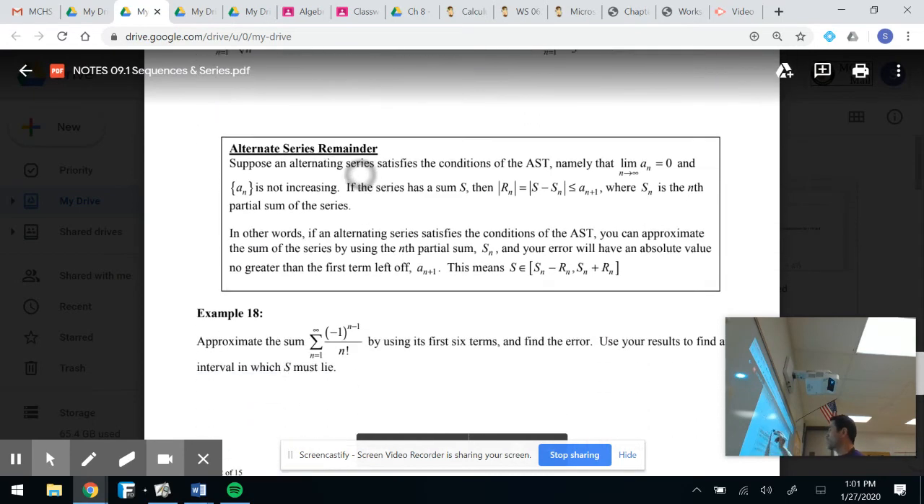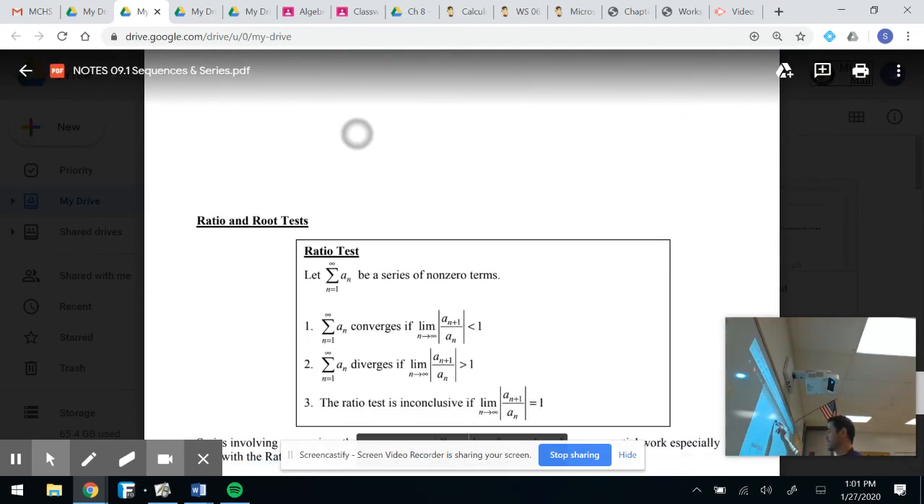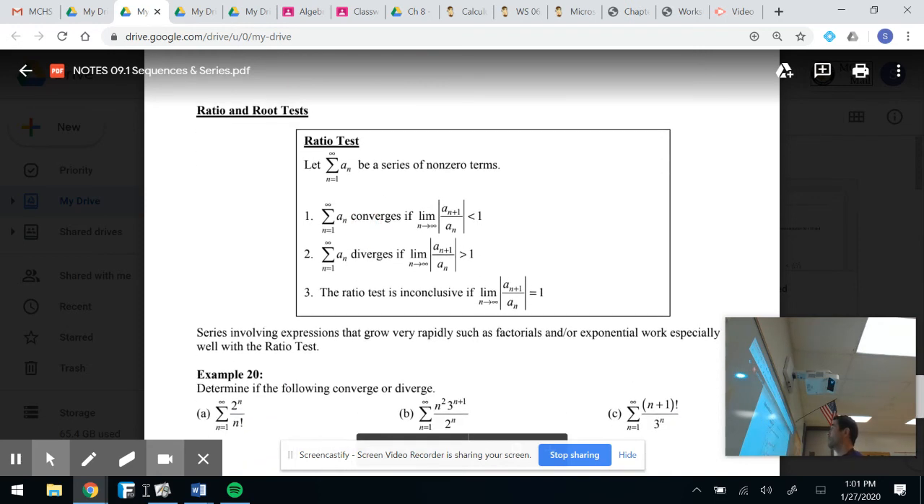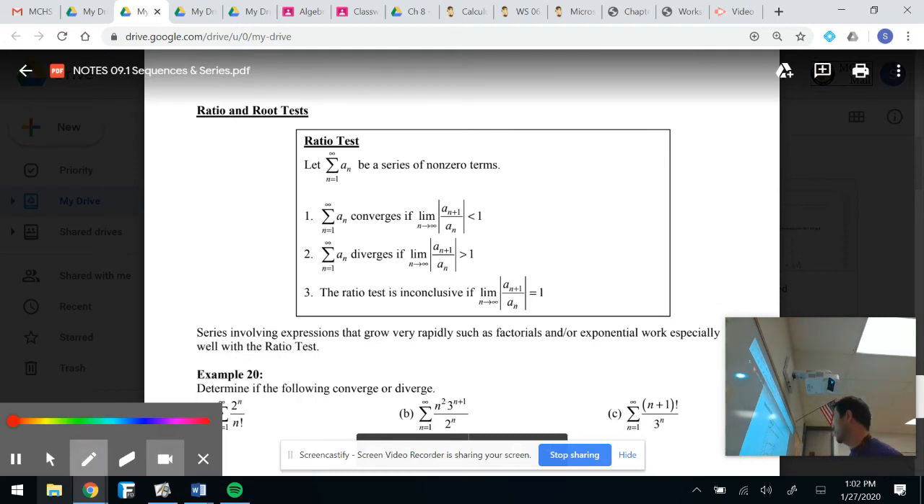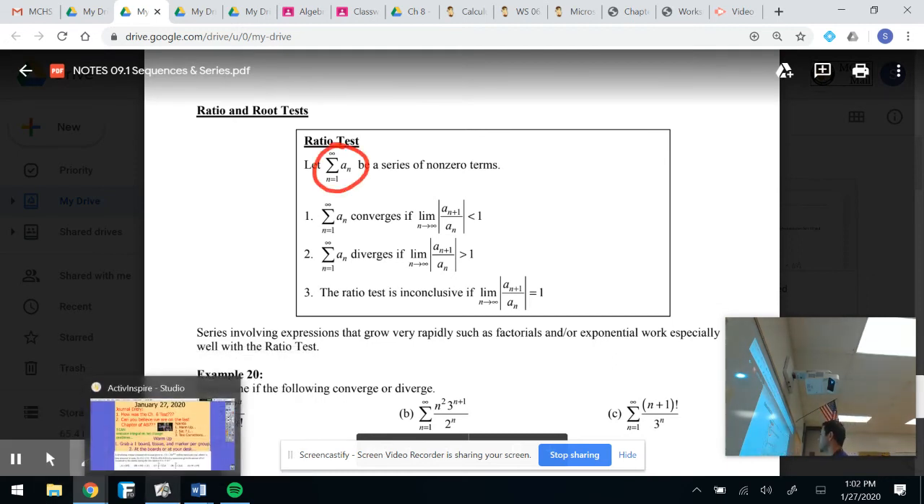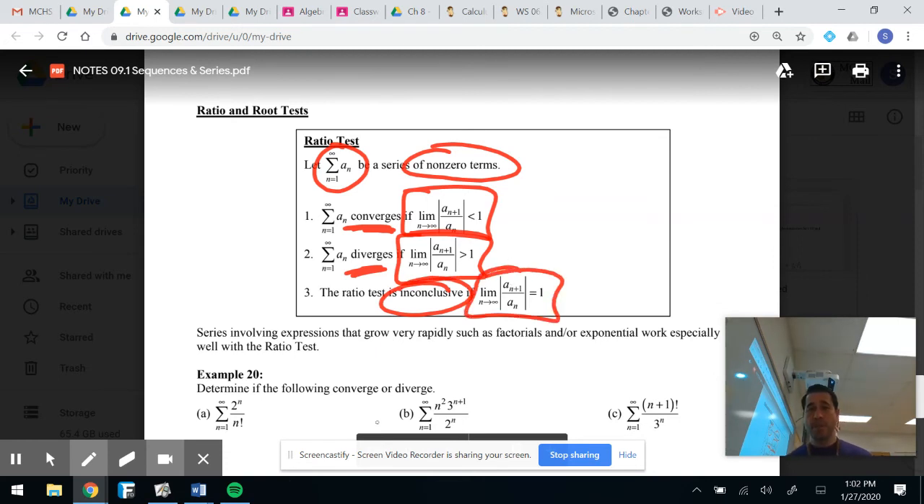Let's keep going. We're going to do the remainder in class. I want to get these last 2 tests down. Okay, we have what we call the ratio and the root test, and they're somewhat a little similar. But here we go. What does the ratio test say? Well, if we have some series of non-zero terms, then that series will converge if that limit is true. It will diverge if this limit is true, and it will be what we call inconclusive if your limit is equal to 1. Okay?